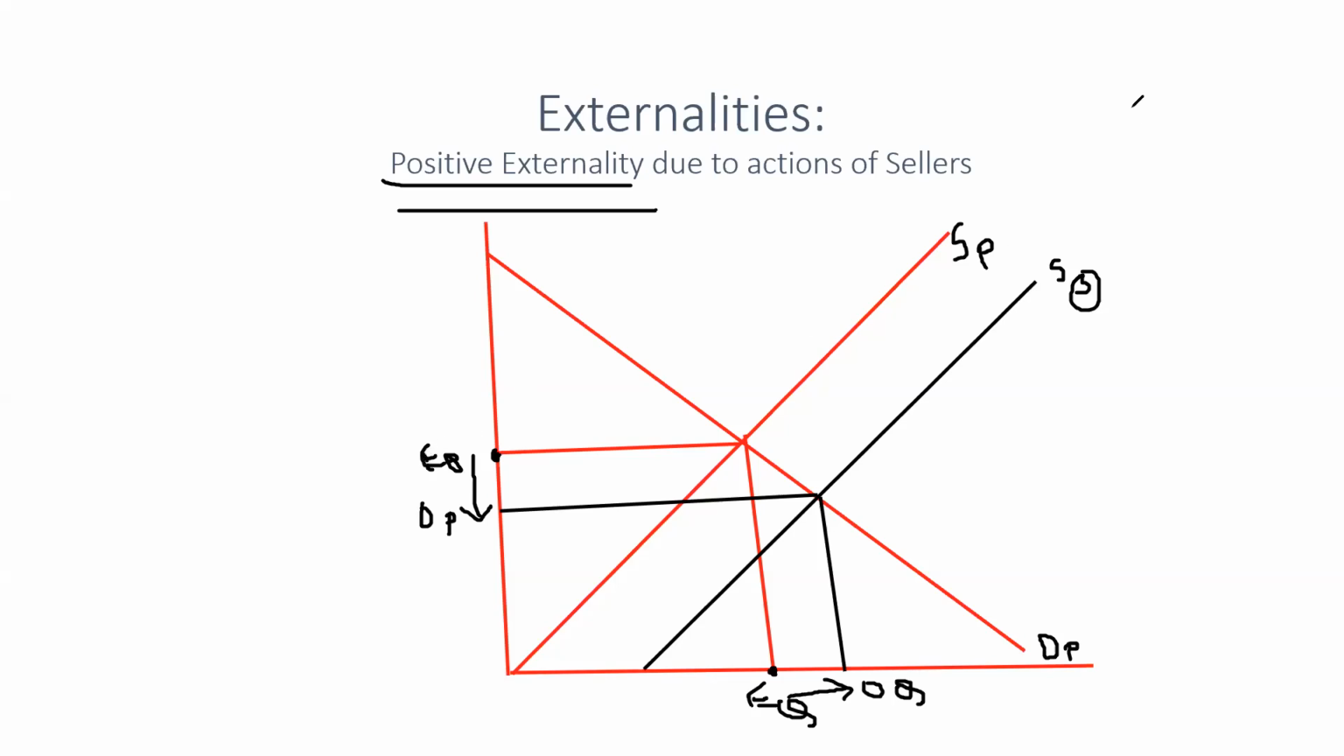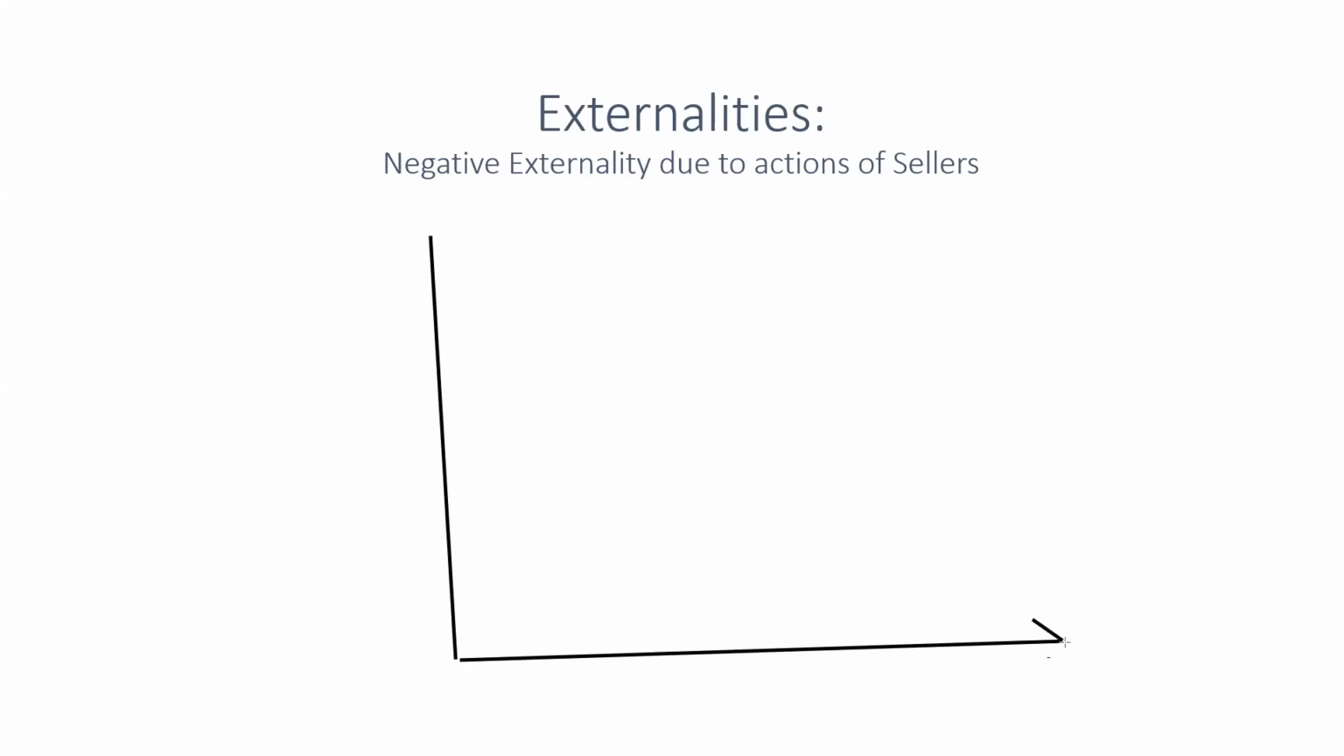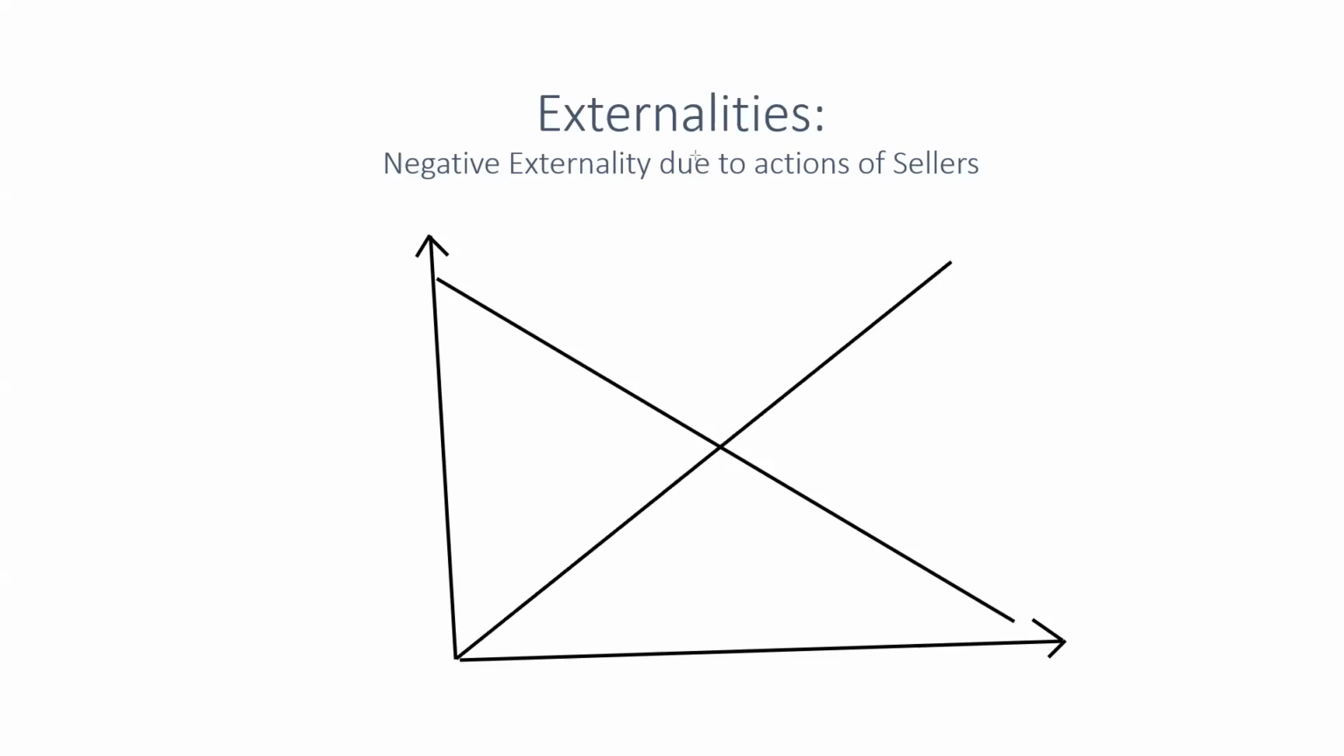So the last one, everyone, in this particular topic is a negative externality due to the actions of the seller. Any guesses how the diagram is going to look? I'm sure you have guessed it by now. Let's do this one nicely, as then we'll be moving on to a new topic. This is your demand curve and your supply curve. Now we're looking at the negative externality of sellers, right? So this is the cost, not the benefit. We also know this is the equilibrium price, equilibrium quantity.